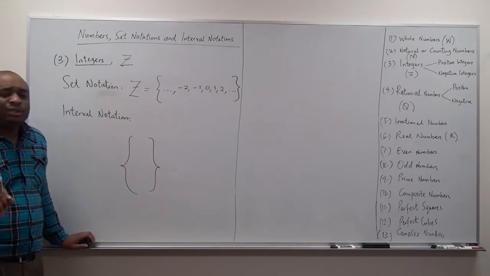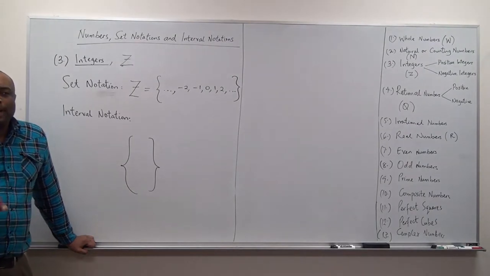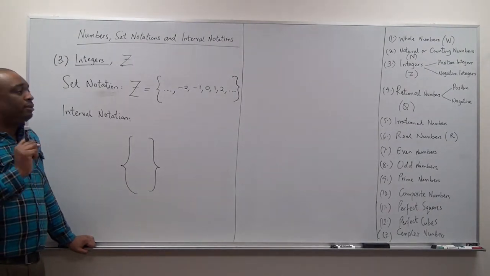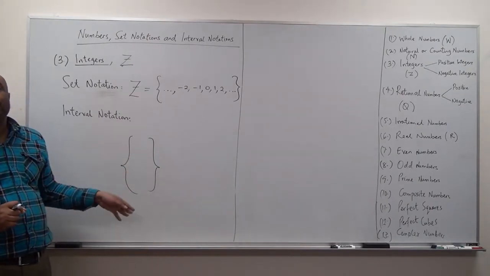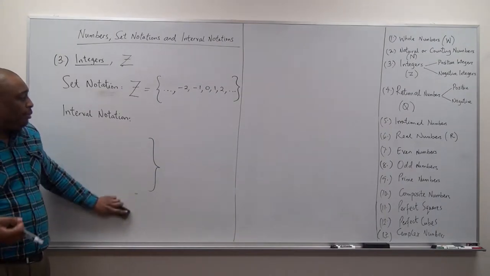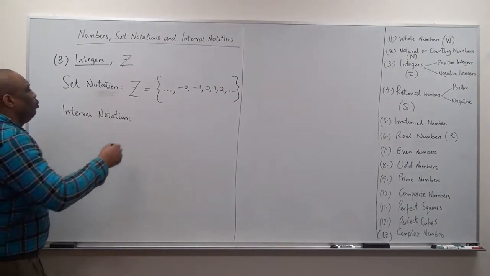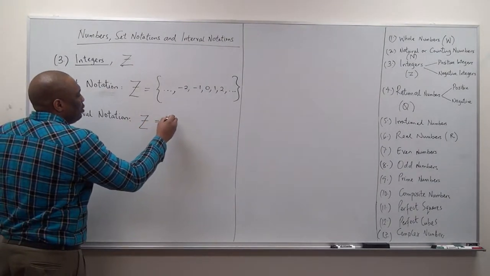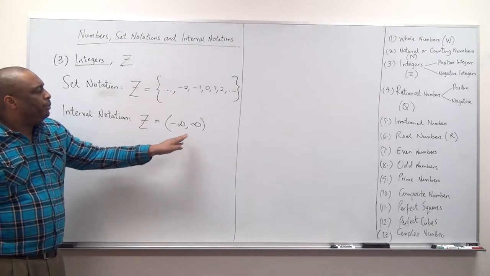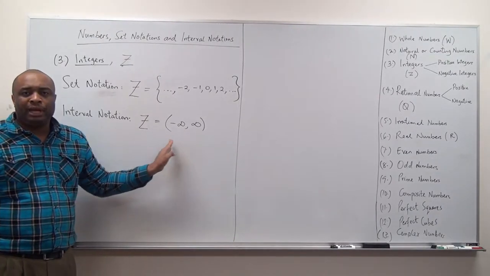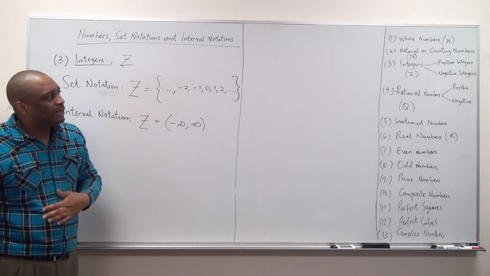But I want to tell you something. When your teacher or instructor says that you should write something in set notation, don't use brackets or parentheses. Please don't. If you use brackets or parentheses, it's wrong. Probably they will not mark it wrong, but I think it's wrong. Now, the interval notation will be Z is equal to from negative infinity to positive infinity. It should be open at both ends because you are dealing with infinity. I guess I've explained that initially.